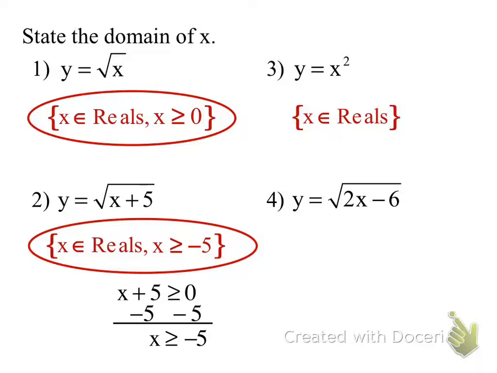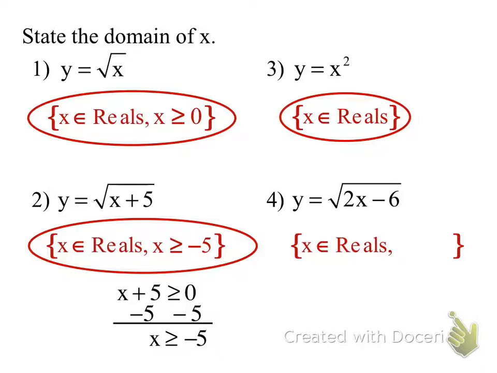Okay, number 4. How might I state that? Santi: X is an element of the reals, and X is greater than or equal to 3. Yes. Now, if you don't know what that number is, take that 2x minus 6 and set it greater than or equal to the boundary. The boundary is 0. Right?